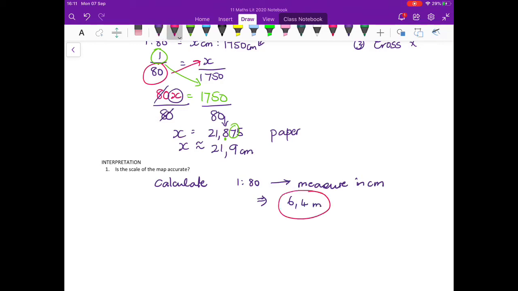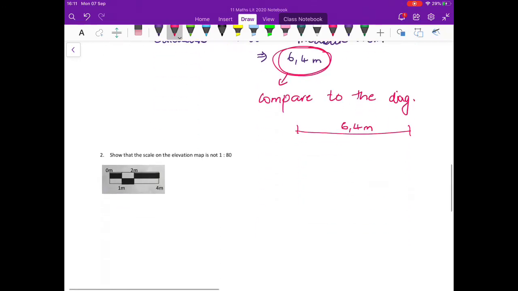What you're going to then do is take that and compare it to the diagram, the scale diagram that you were given. If they are equal, so if the 6,4 that I've calculated did show that the width of the building on the diagram is 6,4 meters, then you can say, yes, the scale is accurate. If it's not, you are going to say, no, the scale is not accurate.